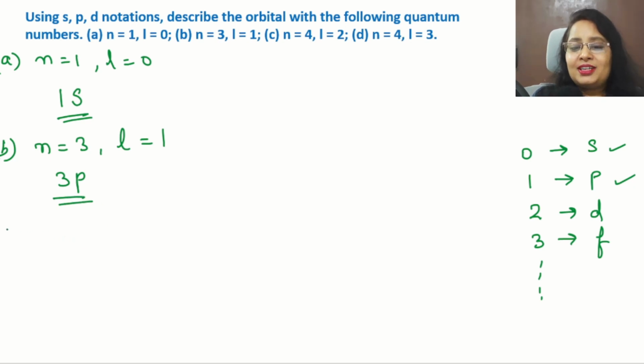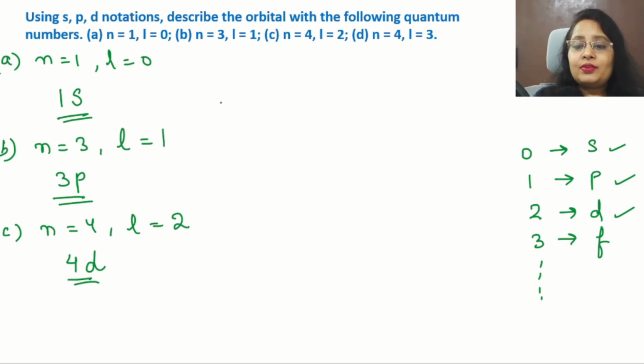Now come up to C. In the same way, n is equal to 4 and l is equal to 2. So n is equal to 4 means the shell number is 4, and l is equal to 2 means the subshell is d, or we can say the orbital is d. So here the notation will be 4d.